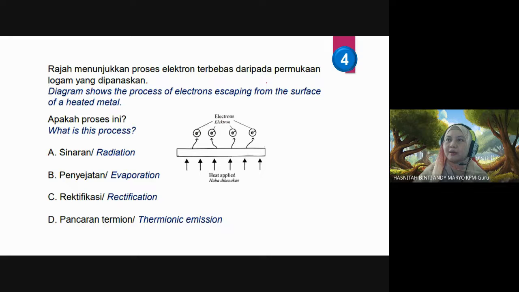This diagram shows the process of electron escaping from the surface. So we apply heat here. It gains sufficient energy so it can escape from the nucleus attraction force. So what is the process? The ionic emission.